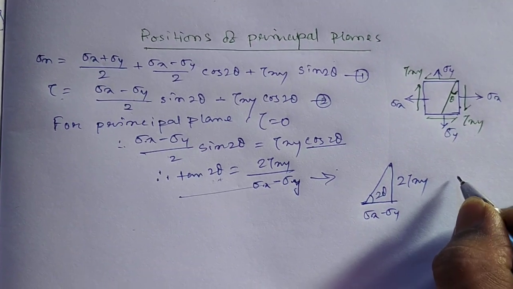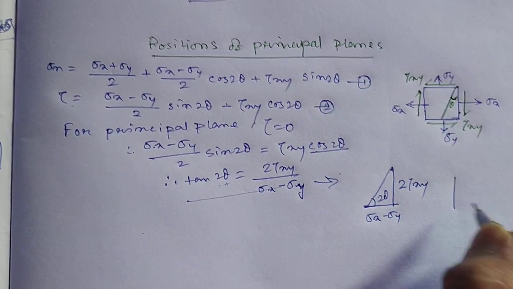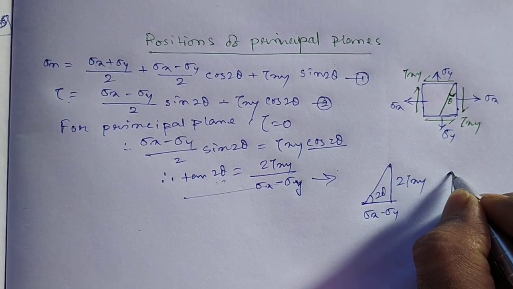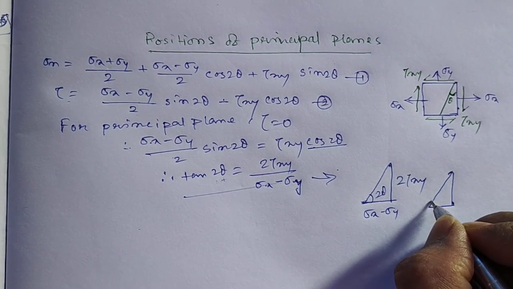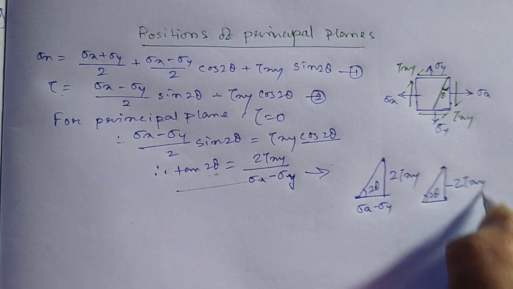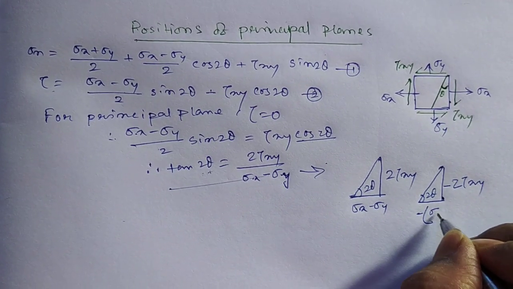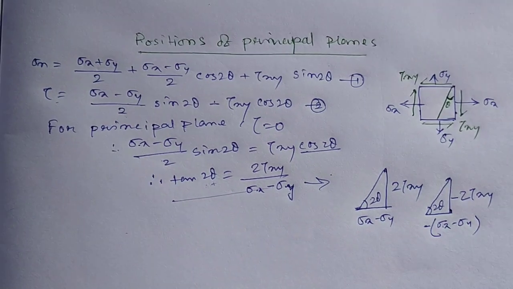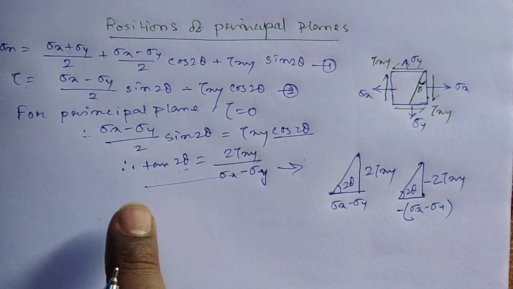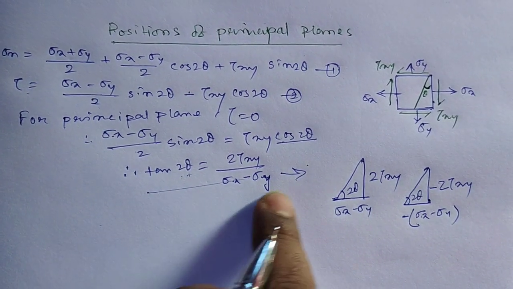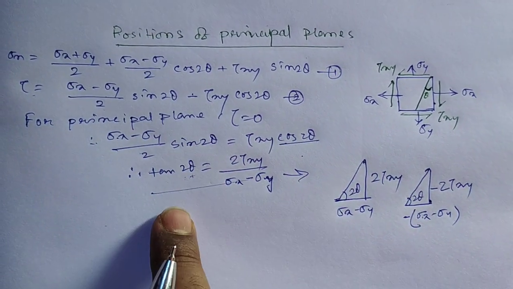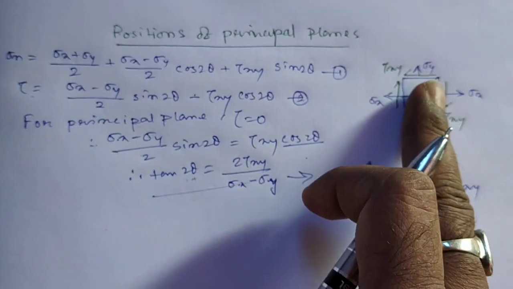Now there is another condition where this equation is also valid. What is the condition? The condition is the triangle where this angle is 2 theta, this is minus 2 tau xy and this base is minus (sigma x minus sigma y). In this condition also this equation is valid, right? So we can say there are two cases where this is valid, that means there are two principal planes in this body.